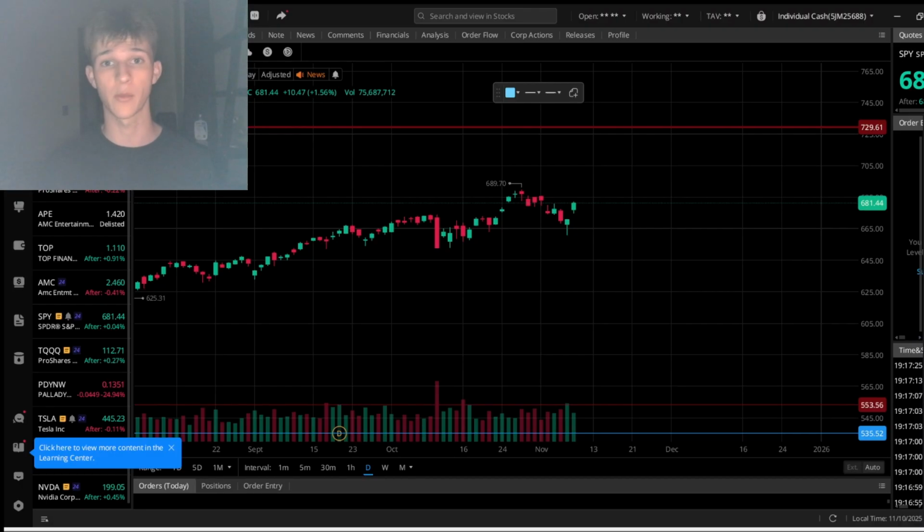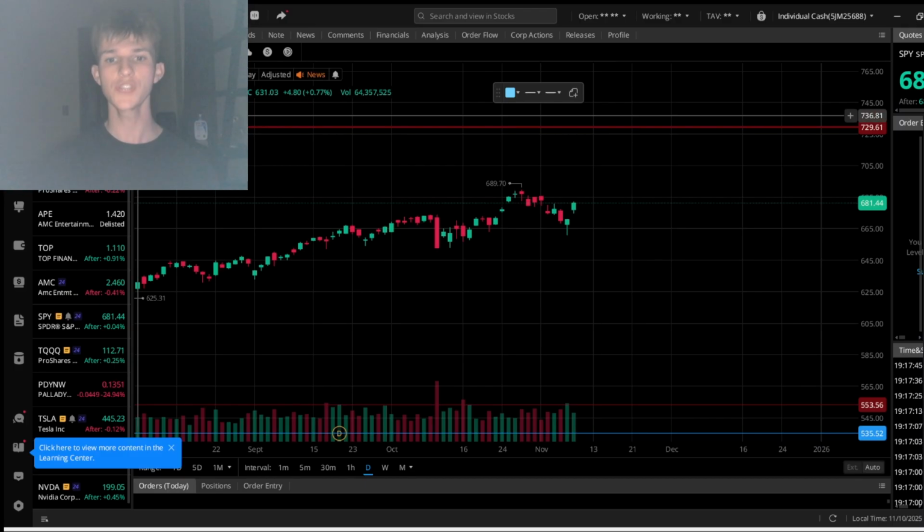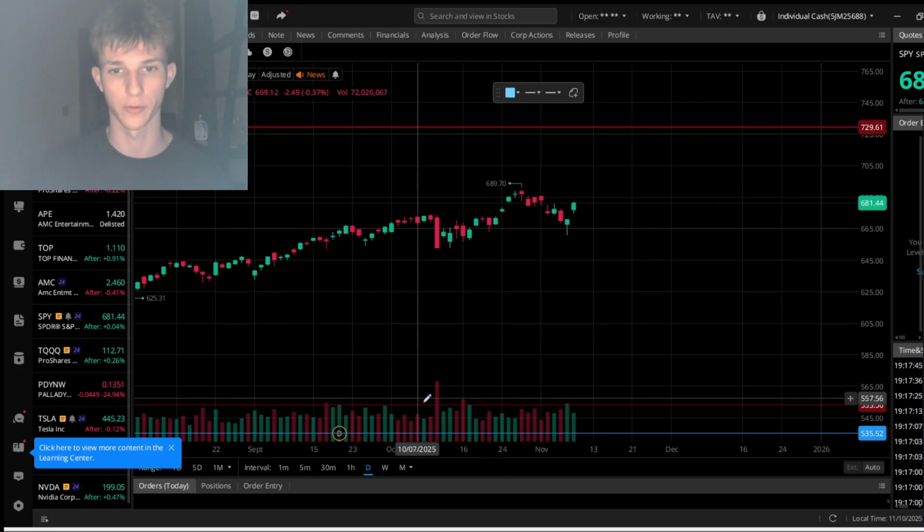Now, I want to say a quick disclaimer. I'm not a financial advisor, and obviously I cannot predict what the stock is going to do. However, if you do chart out the stocks and trade based off of the key levels, you're going to have better results than not doing that. Okay? So let's look here. What am I looking for?